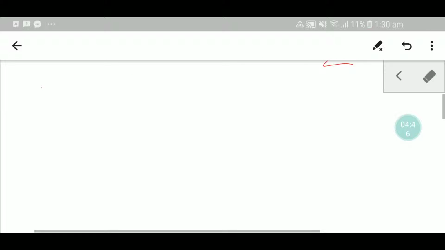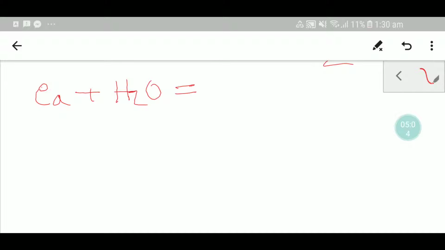I hope this example will help us understand this situation more quickly. This is calcium plus this is water, and we'll get here calcium hydroxide and hydrogen, right? Okay. To balance this reaction, I see that on the right hand side we have polyatomic ion, but in the left hand side we don't have polyatomic ion.